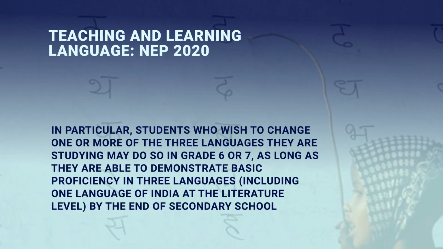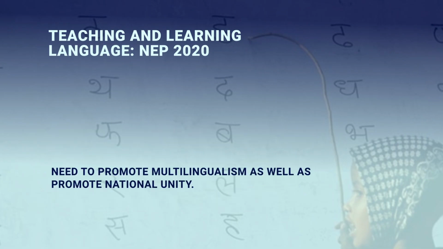In fact, if a student wishes to change a language later on, then he or she will have to show that they have acquired basic proficiency in the language by the secondary school level, and then they can change it. The NEP also emphasizes the multilingual character of the Indian society because it promotes national unity. It promotes unity in diversity.